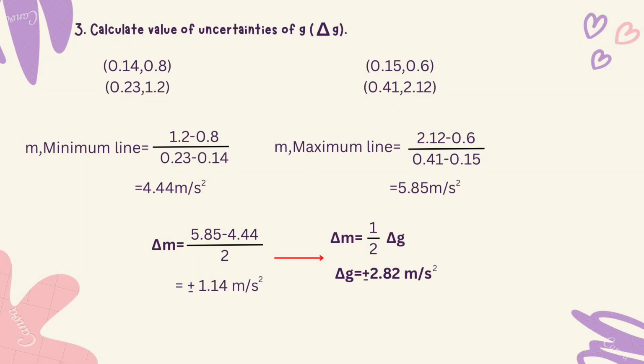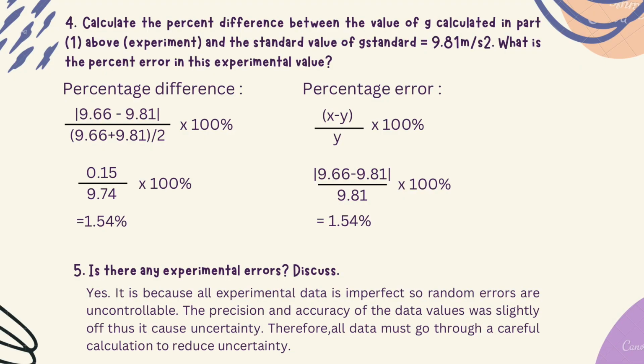Next, number 3, calculate the value of uncertainties of g. First, we find the minimum line and maximum line. After that, we find the two coordinates of each line and we use the formula of uncertainty to find the uncertainty for g.